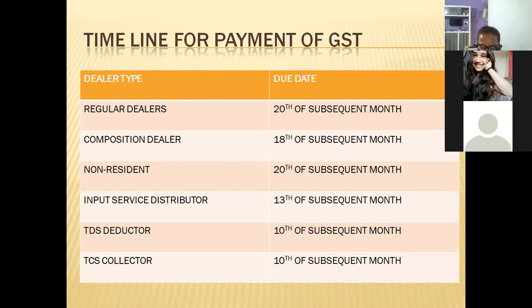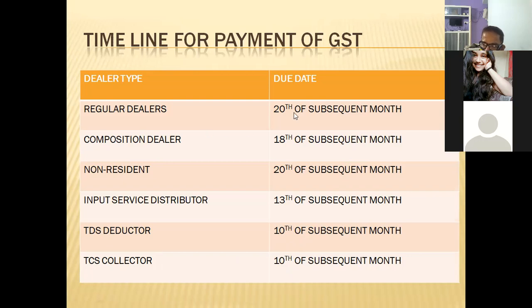And for TDS, tax deduction at source, those who collect the TDS have to pay by the 10th of every subsequent month. And for TCS, tax collection at source, collectors, those who collect TCS from the customers or from the traders, have to pay the tax in the next month, by the 10th. So for the month of May, you have to pay in June.